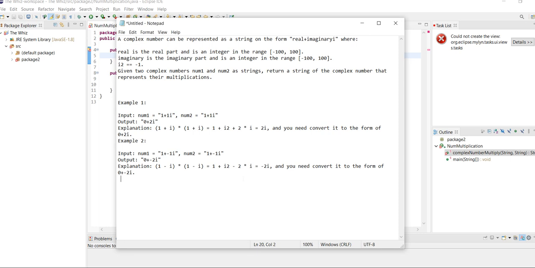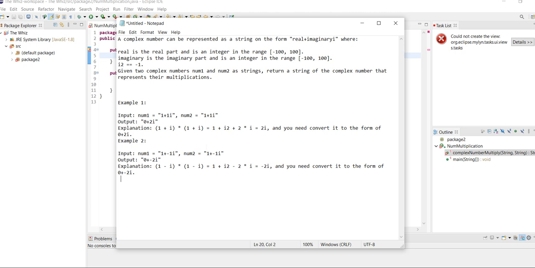So today in this video, we are given two strings in the form of a plus bi, or real plus imaginary i, where r is the real part and i is the imaginary part. This is just a regular math complex number. Given these two complex numbers, we need to return a string of their multiplication. So basically a calculator you can use for math once we're done.